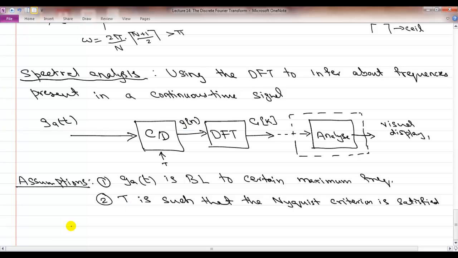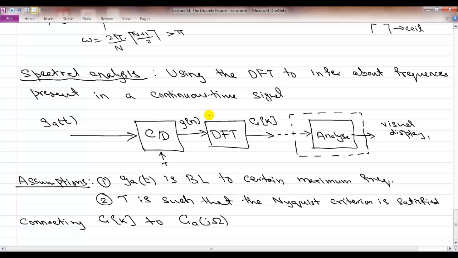So what is spectral analysis about? Spectral analysis is about connecting G[k], the DFT coefficients, to the Fourier transform of g_a(t), so to G_a(jω). Now, whenever you are given a block diagram, the way to do that is do it in steps.